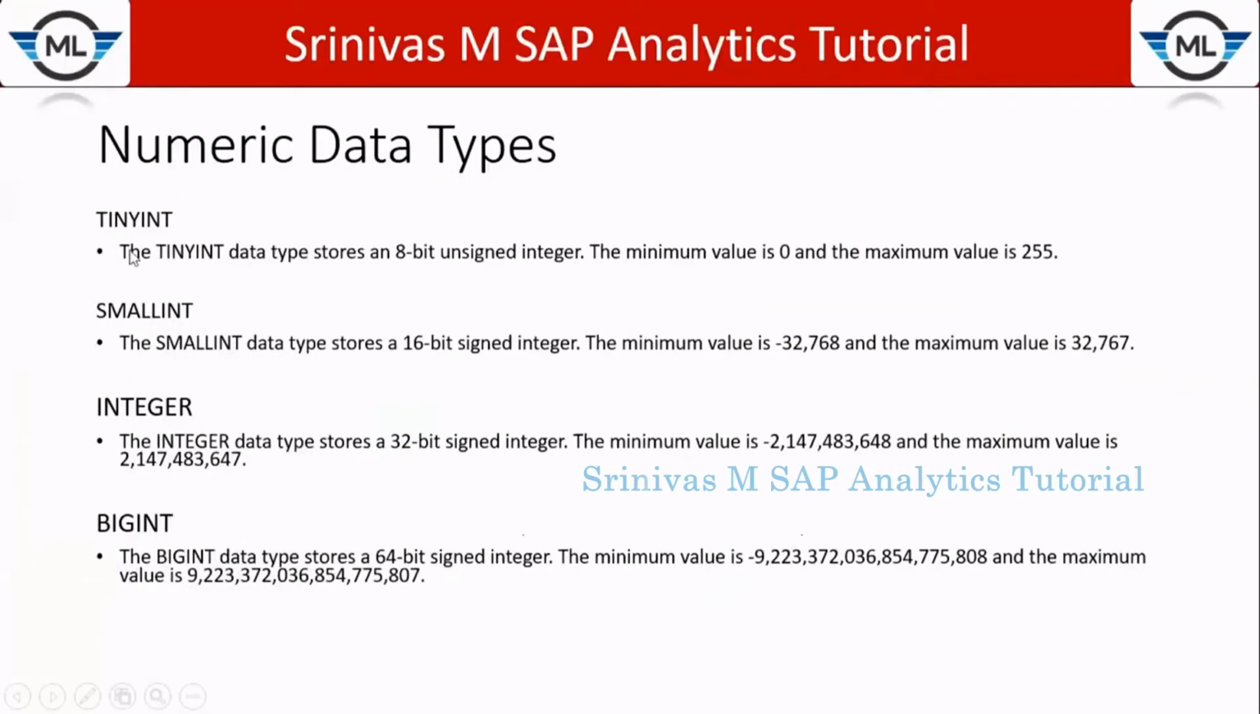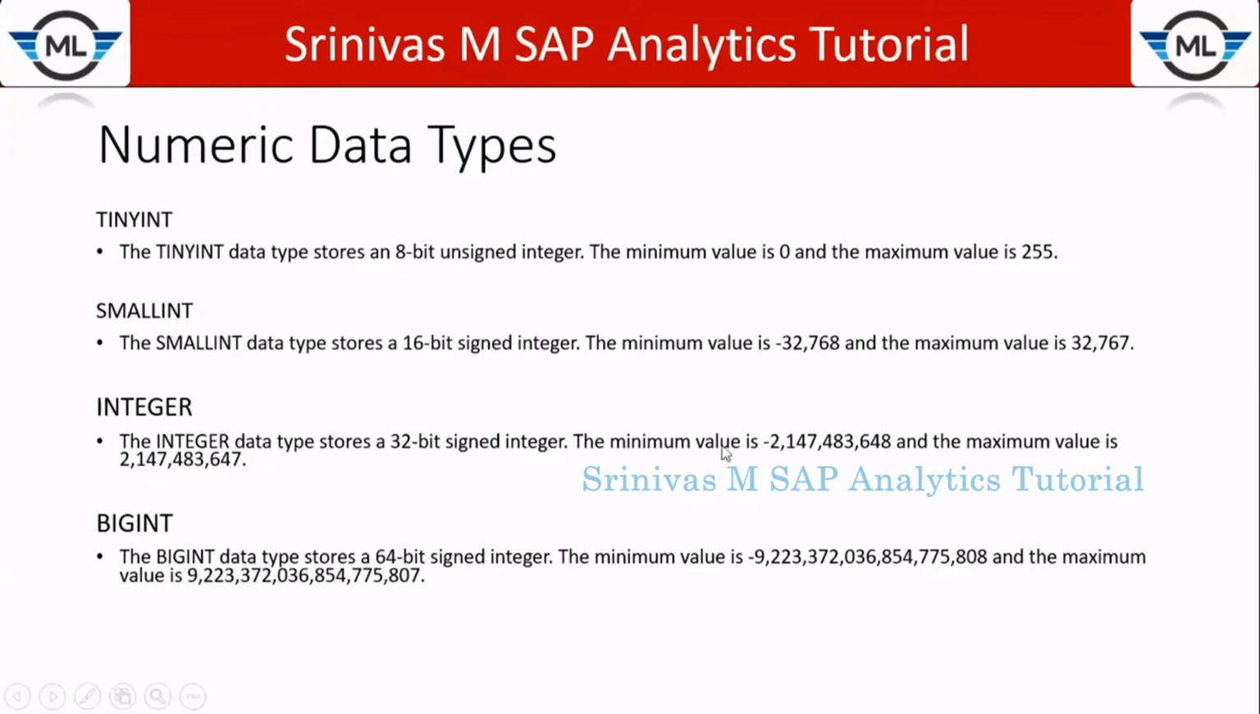So, tiny int. When we have a requirement to store a value between 0 and 255, then you go for tiny int. Generally you could define it as an integer also, but first let's go for small int and integer, then I will tell you one more point. With small int, if we have a requirement to store a value between minus 32,768 and 32,767, then we go for small int.